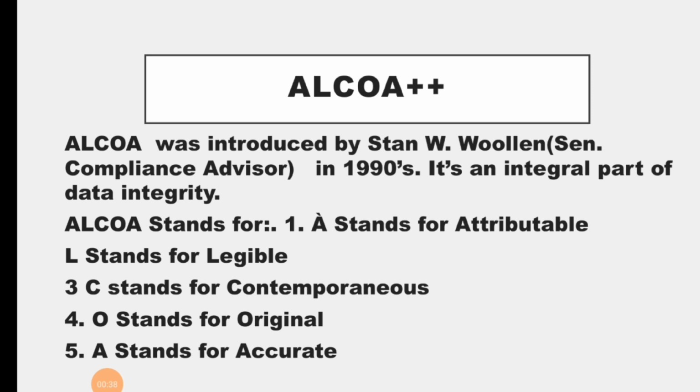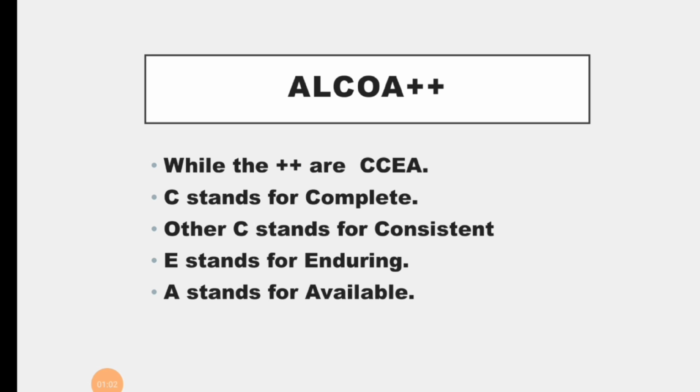ALCOA stands for: A stands for attributable, L stands for legible, C stands for contemporaneous, O stands for original, and the fifth, A, stands for accurate. And the plus abbreviations are CCEA: the first C stands for complete, the other C stands for consistent, E stands for enduring, A stands for available. Now let's know about each and every one, one by one. Let's start.